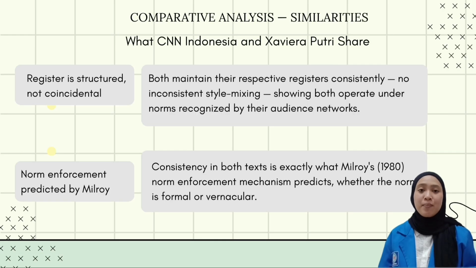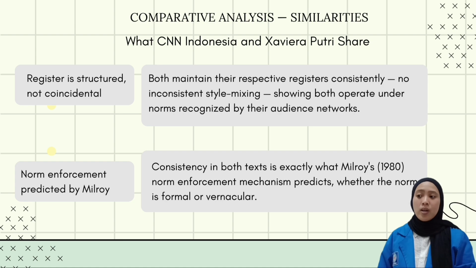Comparative analysis, similarities. Register is structure, not coincidental. Both maintain their respective register consistently. No inconsistent style mixing, showing both operate under norms recognized by their audience network. The second one is norm enforcement predicted by Milroy. Consistency is exactly what Milroy's norm enforcement mechanism predicts, whether the norm is formal or vernacular.